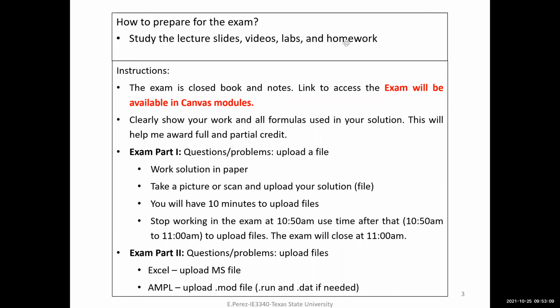So for exam part one, you have the scheduled time period for the class to work on it, and for exam part two, you have 24 hours. I just want to make that very clear. So you work on your code without time pressure, make sure you code everything right, and then you upload by 9:30 the next day.